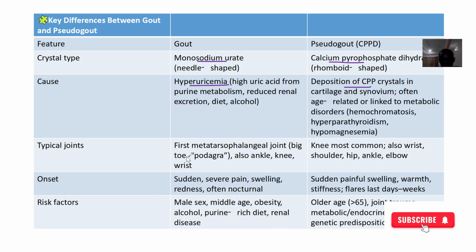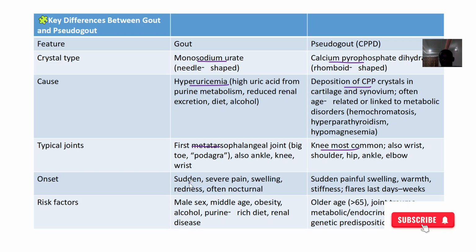So typical joints affected usually have what? The first metatarsophalangeal joints, those are the big toe joints, all of that. Ankle joint, the knee joint. This one, the knee joint, is commonly affected. Also the wrist, the shoulder, the hip, the ankle, the elbow.